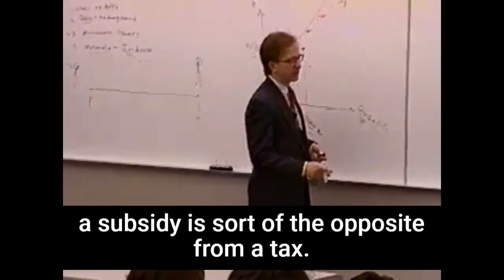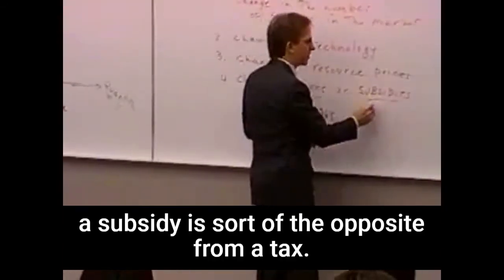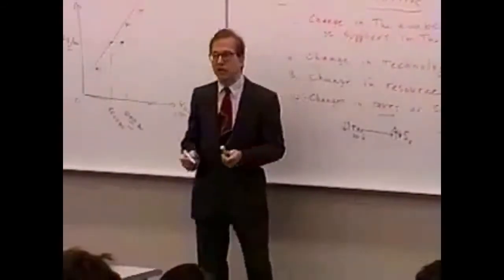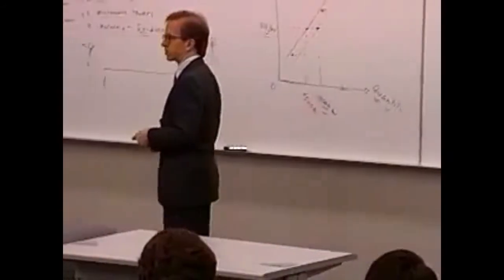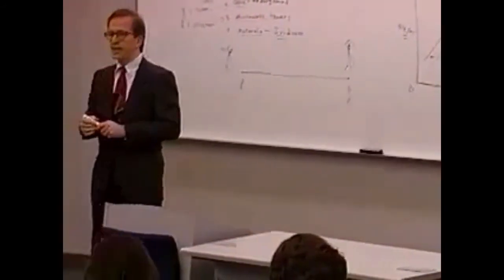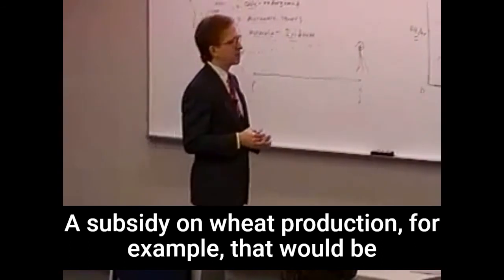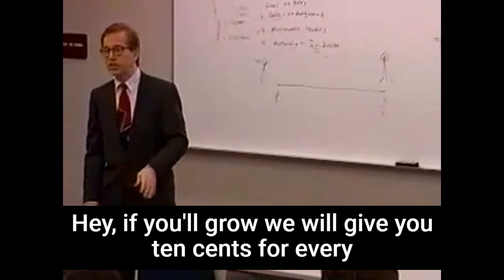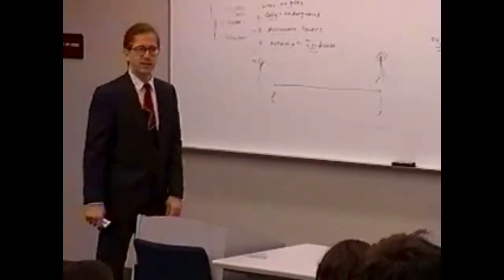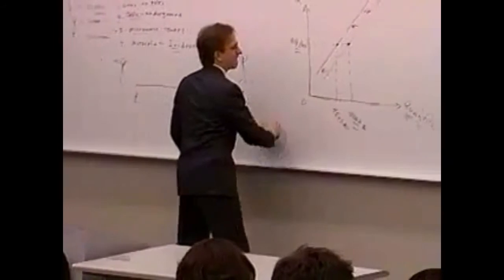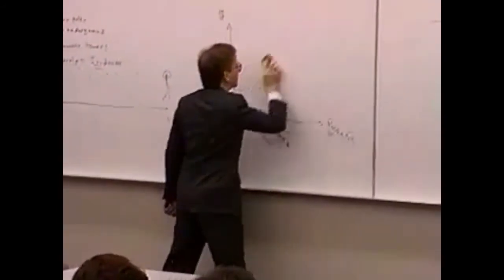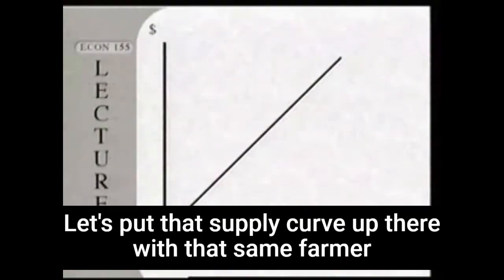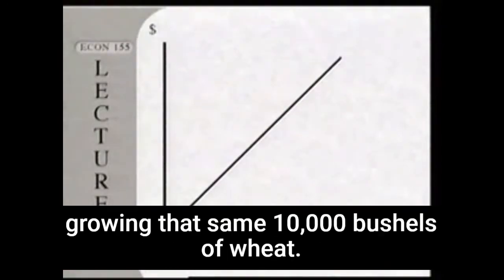A subsidy is sort of the opposite from a tax. It's a reward. It's a reward for doing something. A subsidy on wheat production, for example, that would be, the government might come along and say something like this. Hey, if you'll grow wheat, we'll give you 10 cents for every bushel you grow. Let's put that supply curve up there with that same farmer growing that same 10,000 bushels of wheat.